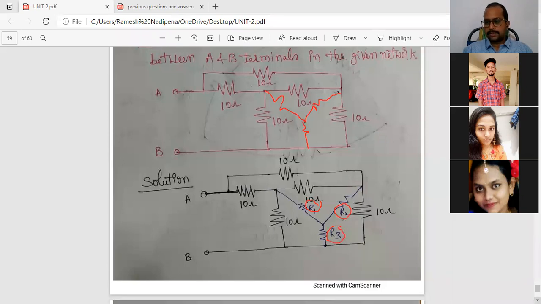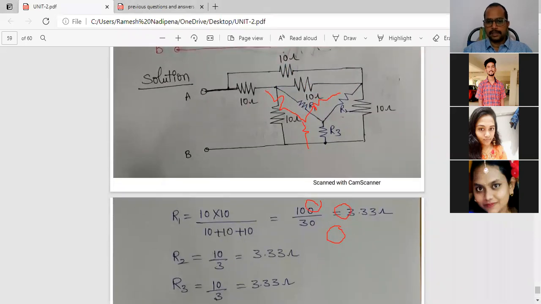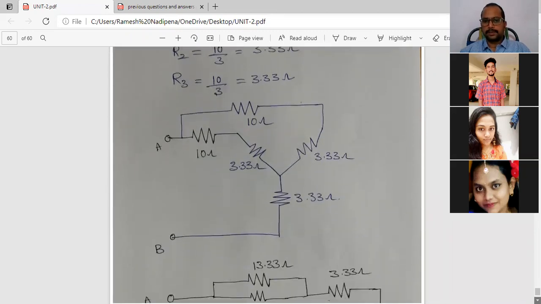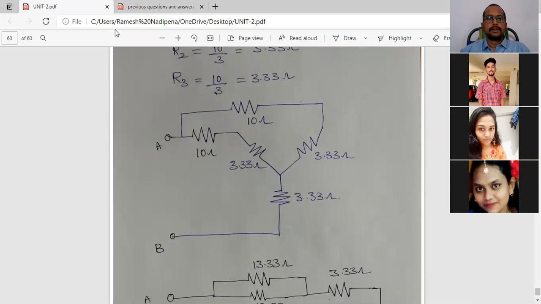So I'll show you the diagrams. See here, R1, R2, R3 values are 3.33, 3.33, 3.33. Right? That is step number 1. So all of you draw this diagram. Please draw these diagrams. Next step is the circuit becomes like this. These are star current elements. So delta current elements are removed from the given network.